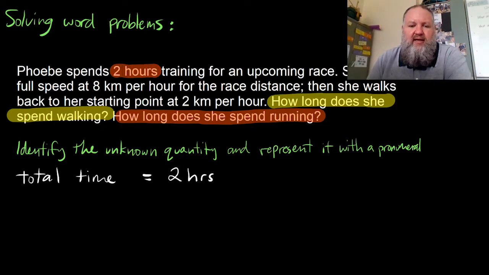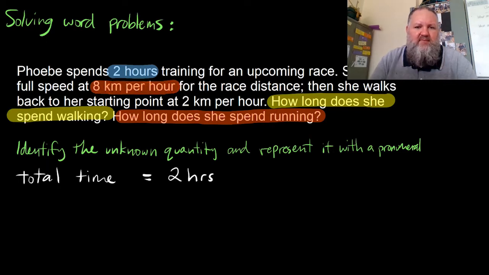There's some other important information. In fact, I might change that to a different color entirely. What do we know? Well, we know that her running speed was 8 kilometers an hour. That's the same sort of color as our question with the running. And we know that her walking speed is 2 kilometers an hour. That's in the same color as the walking information. So that's all the information that we're given.